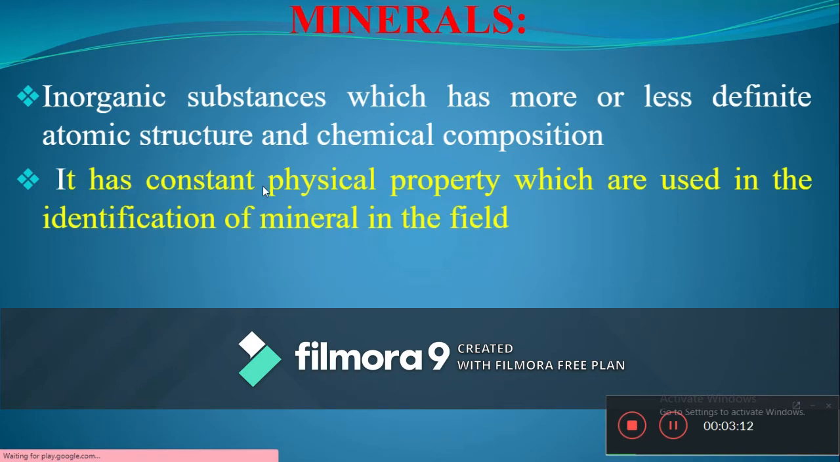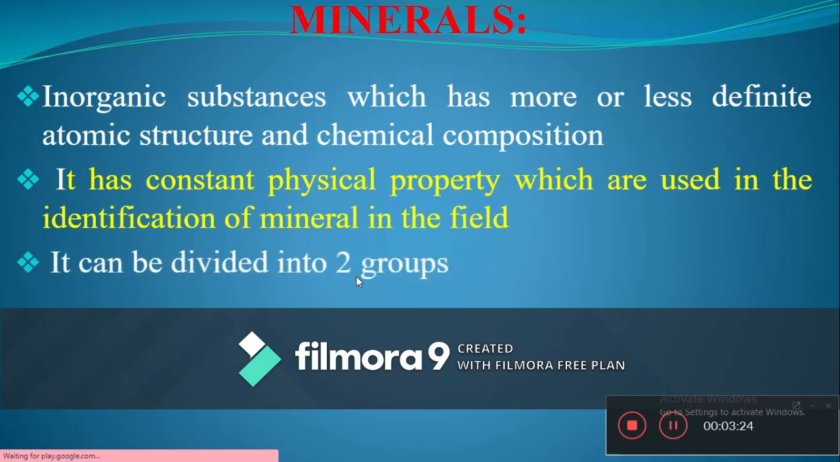Each and every mineral has constant physical properties, which are used in its identification. We can separate one mineral from another based on these physical properties. Mainly in the field or in the laboratory, we can identify a mineral based on a set of constant physical properties. These physical properties are due to the composition of the mineral, its elements, its bonding, and so on.